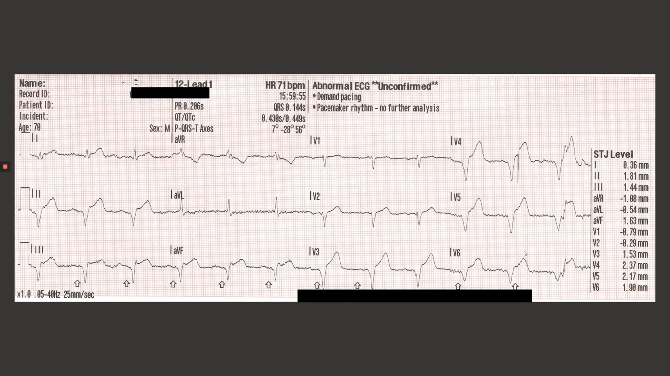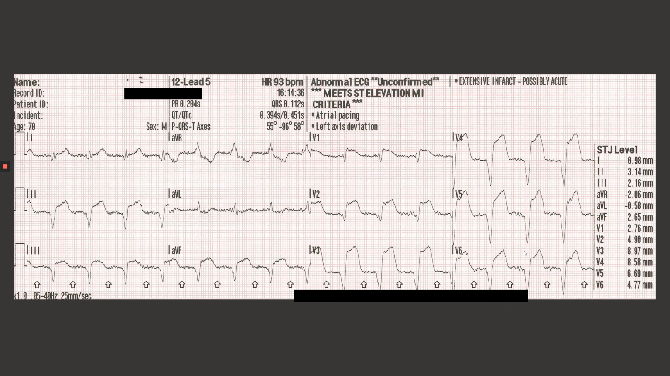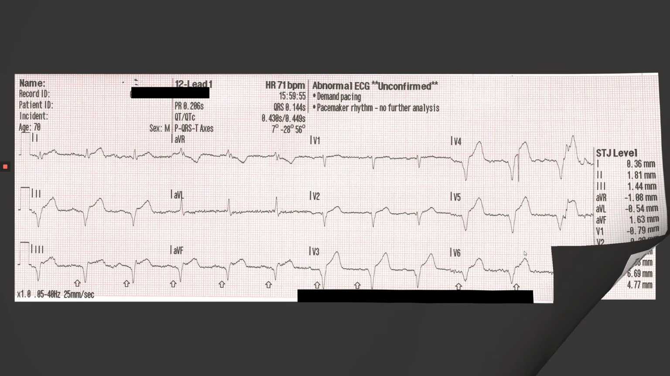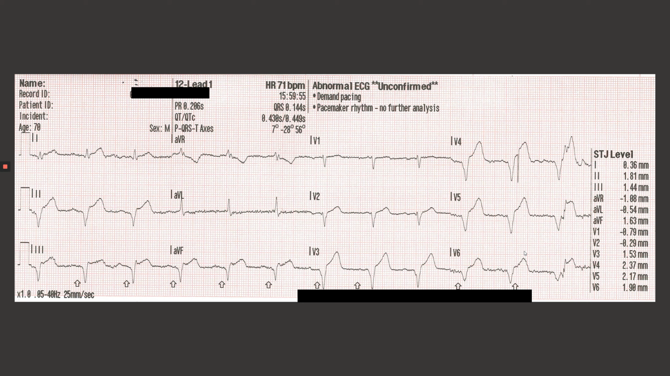Now, let's take a look at this. This one's a paced rhythm. So with a paced rhythm, we're going to look at everything but AVR, V1, V2, V3. Do I see any concordance? Let's take a look. Starting here at V6, it's discordant, discordant, discordant, discordant, discordant. I can't really see a T wave because of the artifact there. So we'll leave that as a maybe.